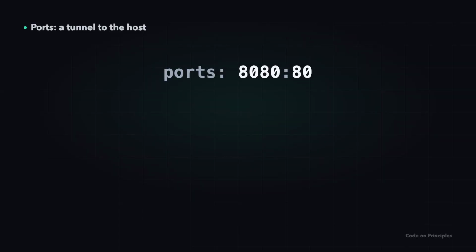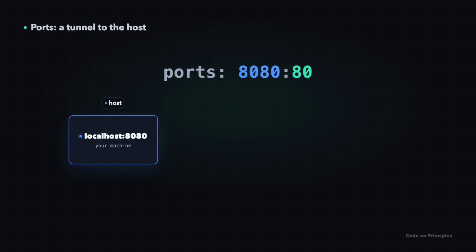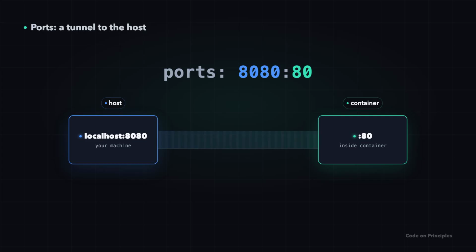Now ports, the line everyone copies and nobody explains. 8080:80, two numbers, and they are not the same number. The left one is the host, your machine. The right one is the port inside the container. The mapping opens a tunnel between the two. A request hits localhost, port 8080, travels across, and arrives at port 80, inside the container. Host port first, then container port. Always that order.